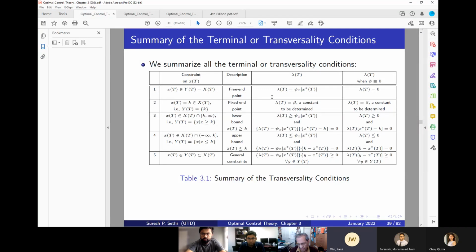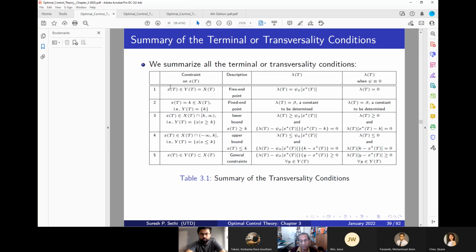Yes, Professor. Okay, so this was the table that gives you the boundary conditions, or the terminal condition, what we call the transversality condition, for the adjoint variable for different terminal conditions on the state variable. If you have a free endpoint problem, this is a capital X. That means that the entire feasible set, my terminal state can be anywhere. So that's called a free endpoint problem.